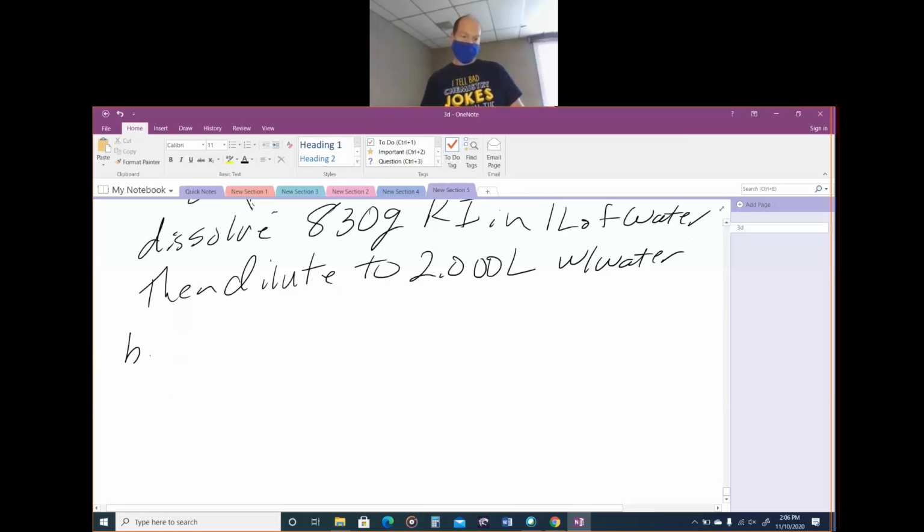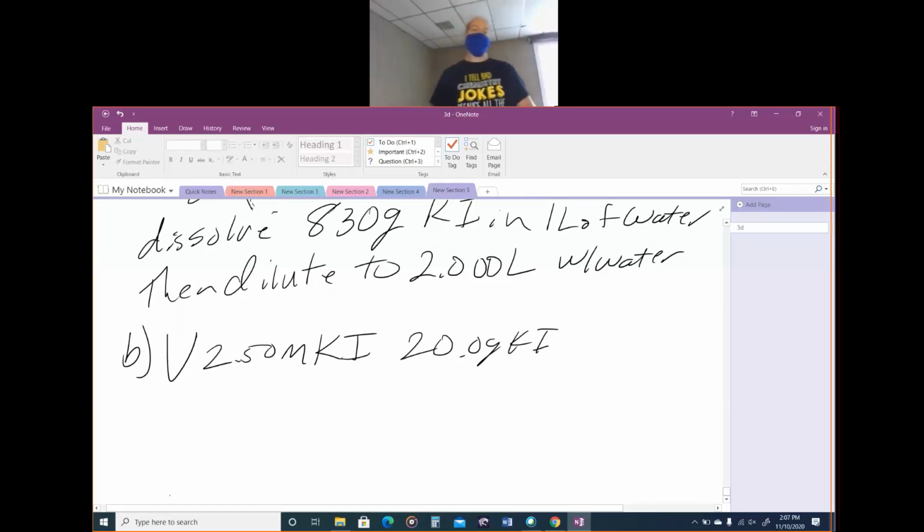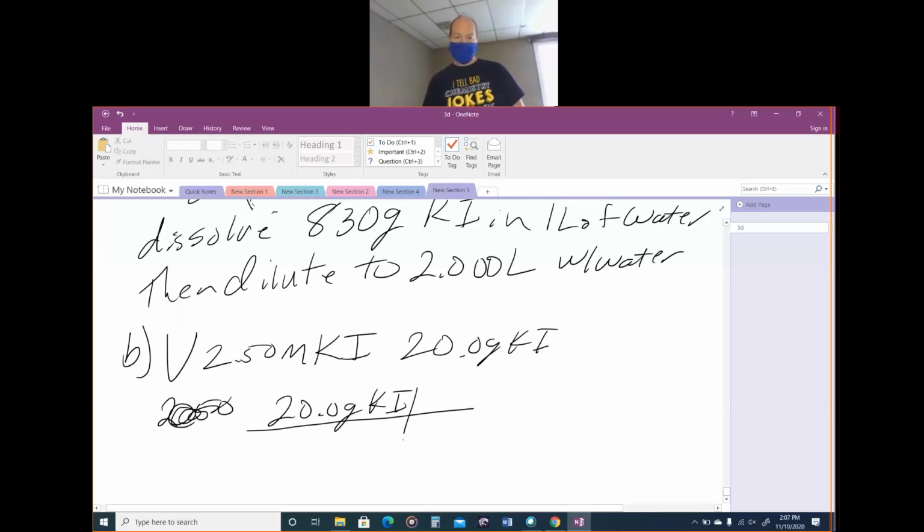All right, part B. What volume of 2.50 molar KI is needed to obtain 20 grams of KI? You can set up a ratio from the last equation, but this is the way that it is done. You take your 20 grams of KI, and you divide by the molar mass, which is 166 grams per mole. All right, and so this is how many moles of KI that we need.